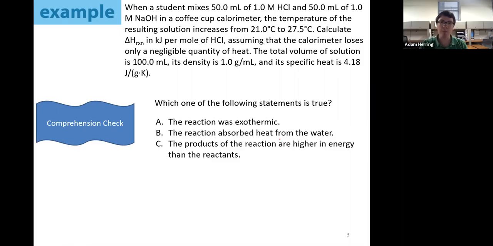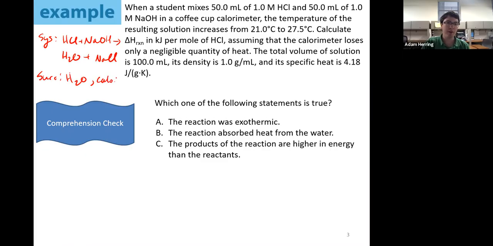Welcome back. So, what do we know here? Well, we know that our system is going to be expressed by the chemical reaction: sodium hydroxide with hydrochloric acid to produce water and sodium chloride. That's our system. Our surroundings includes all of the other water that's in the coffee cup calorimeter, the calorimeter itself, the thermometer, etc. And our thermometer measured a temperature increase of about 6.5 degrees centigrade.